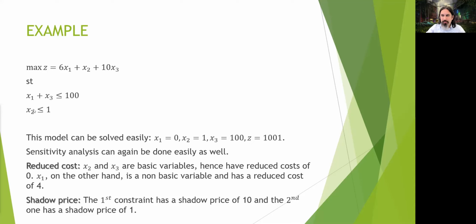For the second one, if I increase this 1 up to 2, then x2 will increase by 1 as well, which will result in an increase of 1 point for the objective function value, which means there's a shadow price of 1 for the second constraint. Okay, any questions up until now? These are the simple versions of the reduced cost and the shadow price. Can you understand what I'm talking about right now? Any confusion in here?